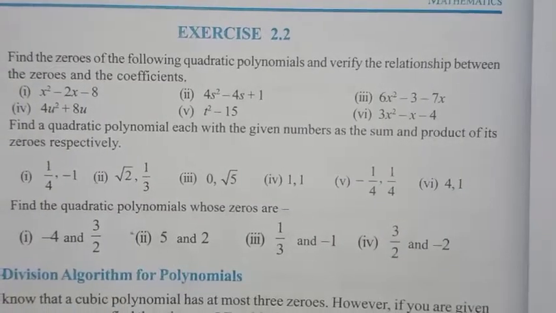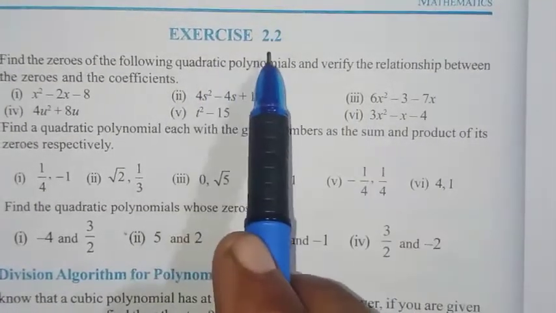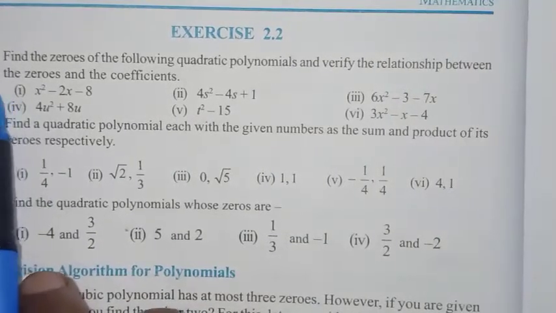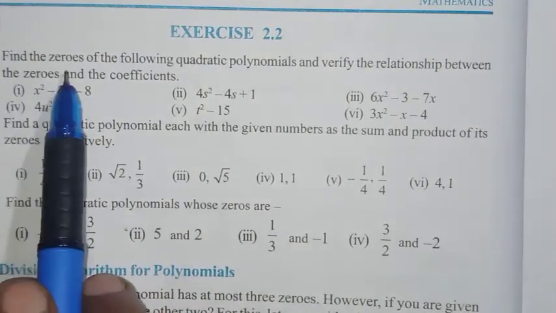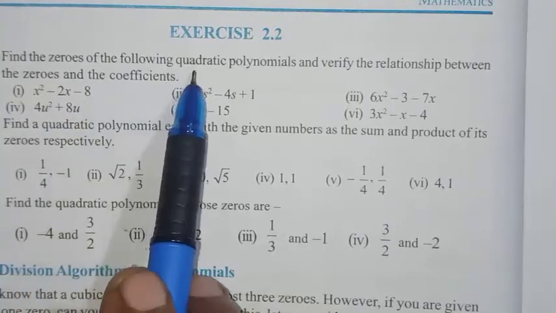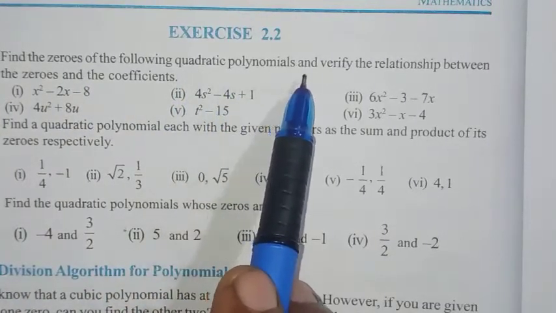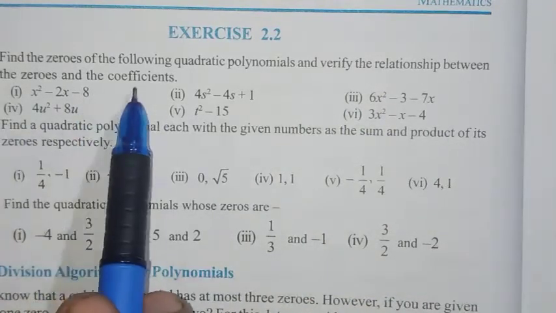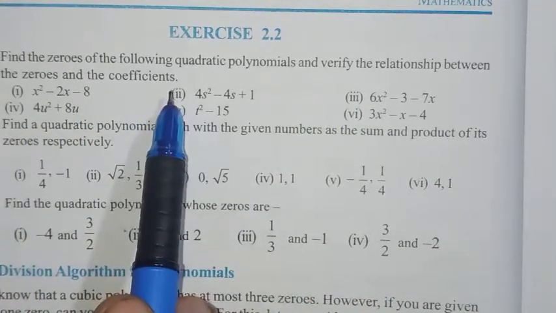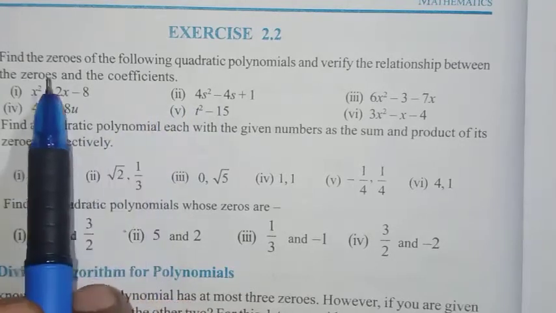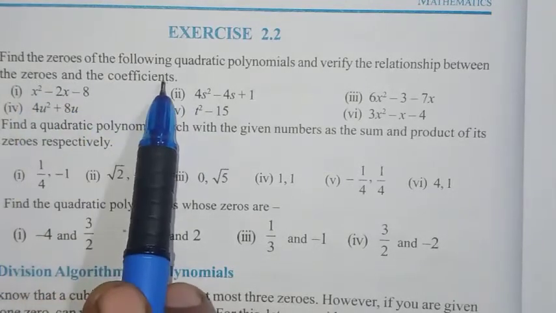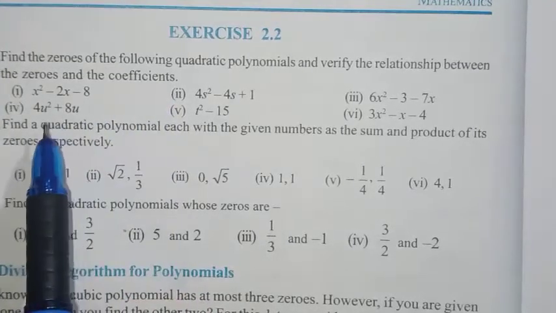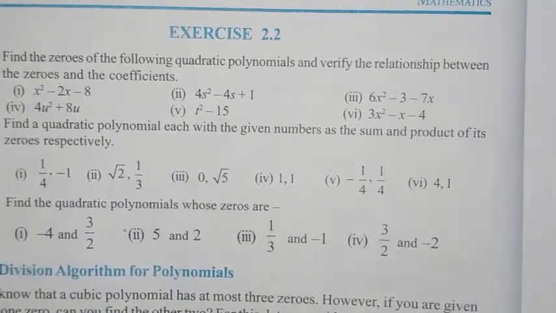Now we are going to solve exercise 2.2. So what is the question? Question number 1 we have to solve first. Find the zeros of the following quadratic polynomials and verify the relations between the zeros and the coefficients. Okay. Zeros and the coefficients, keep in mind coefficient. I'll show you what coefficient is and what zero is.